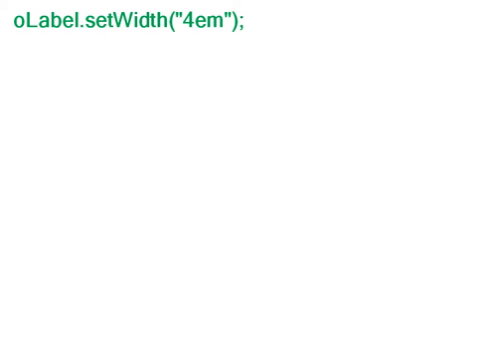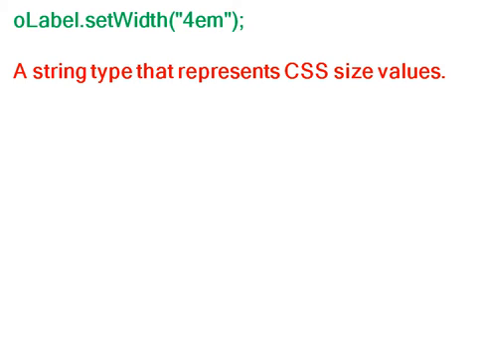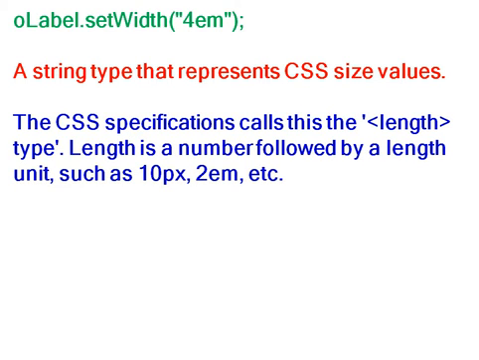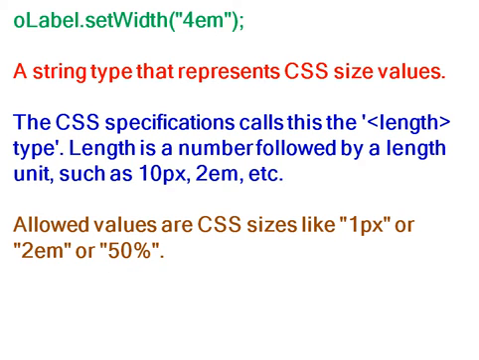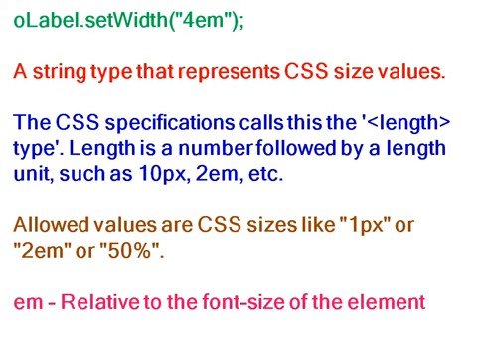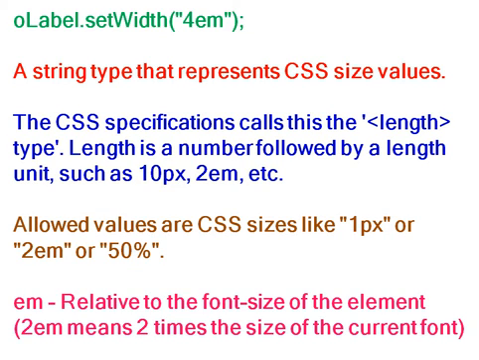If you see the property width, which is set to 4em, this is a string type that represents CSS size values. The CSS specification calls this the length type. Length is a number followed by a length unit, such as 10px, 2em, etc. Allowed values are CSS sizes like 1px or 2em or 50%. EM means relative to the font size of the element. For example, 2em means 2 times the size of the current font.